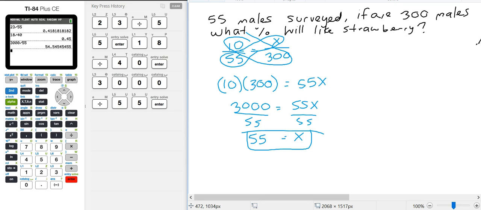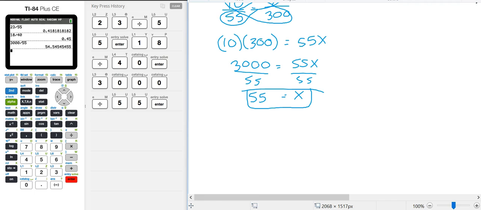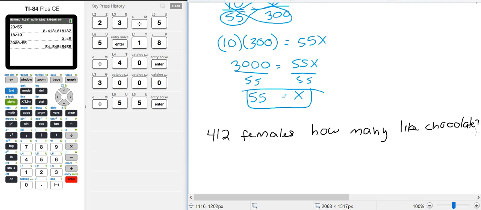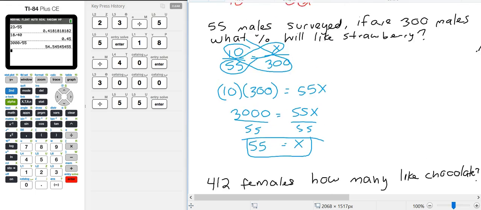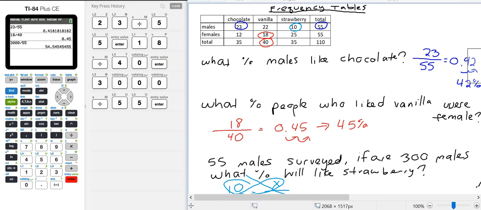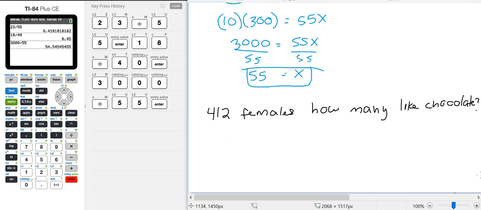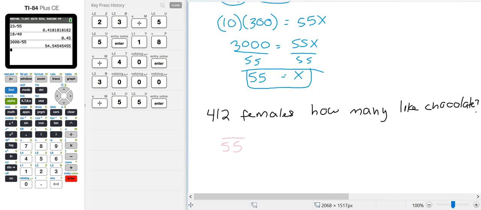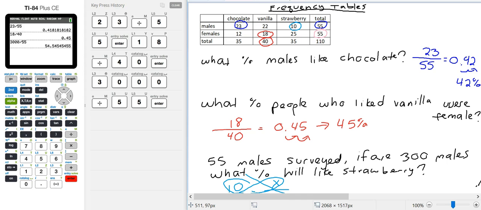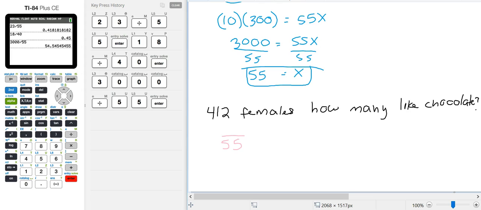Let's do one more example like this. Let's say there are 412 females in the school. How many like chocolate best? So we're going to set up a proportion. How many females were surveyed? There were a total of 55 females surveyed. And how many of those females like chocolate? There were 55 females, and the females who like chocolate were 12. So if 12 females out of 55 females like chocolate, then how many females, X females, out of 412 females will like chocolate the best?